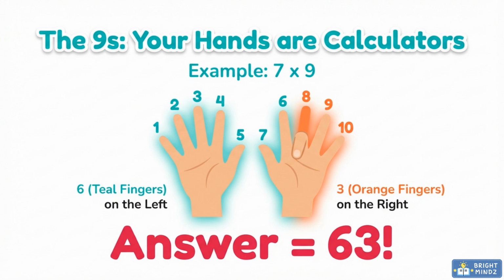Let's start with a fun way to do 9 times tables using your fingers. For 7 by 9, count to the 7th finger from the left and bend it down. Fingers to the left of the bent one are tens. That's 6 tens, or 60. Fingers to the right are ones. That's 3. Put them together: 63.